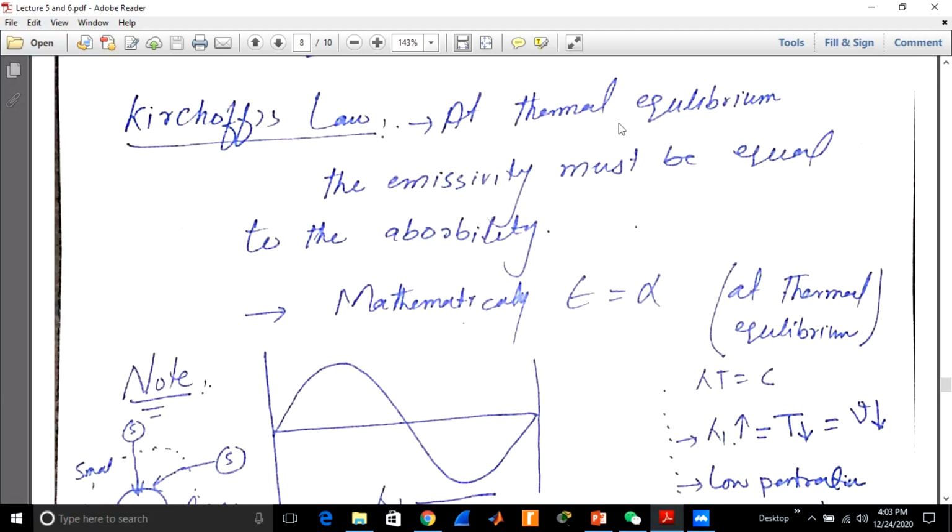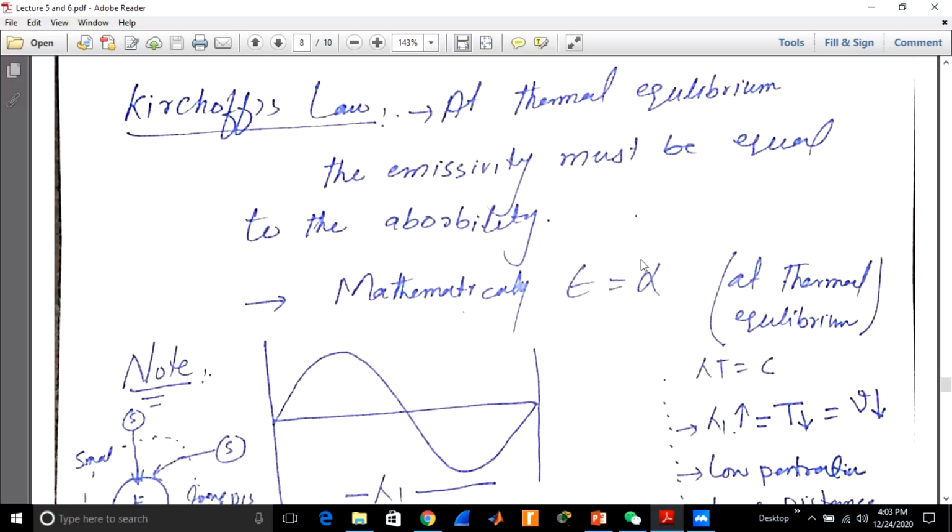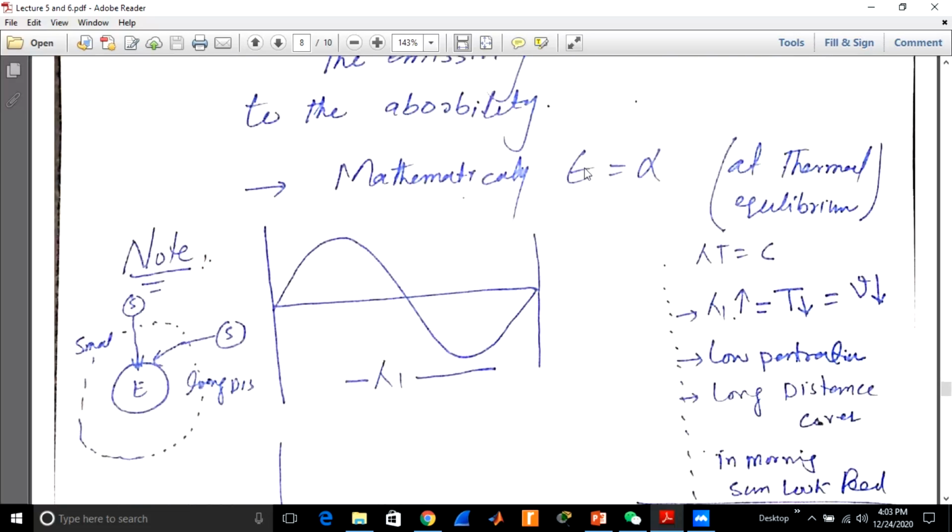The emissivity at thermal equilibrium must be equal to absorbability. This is called Kirchhoff's law. When someone says define Kirchhoff's law, this is the statement. What is it mathematically saying? Emissivity is equal to absorbability. So therefore, we study this term first, and then we study this law.